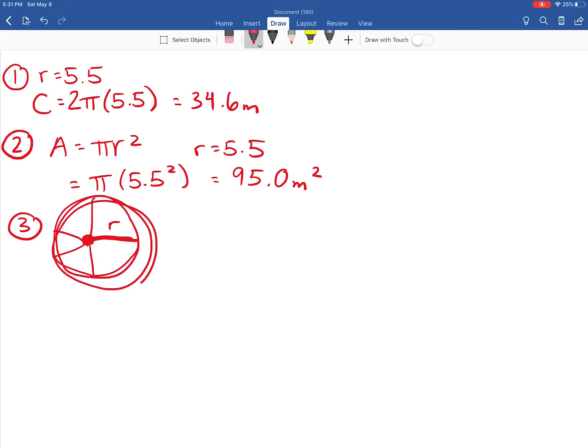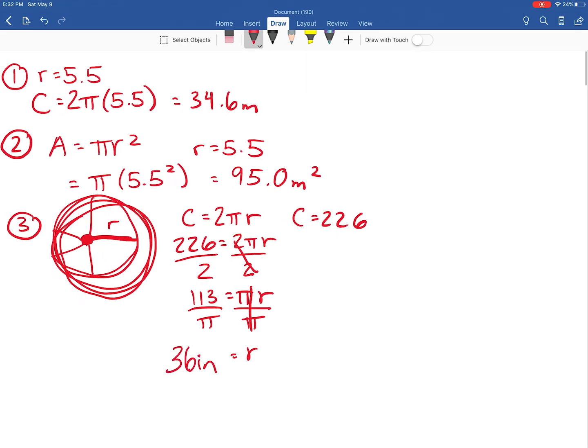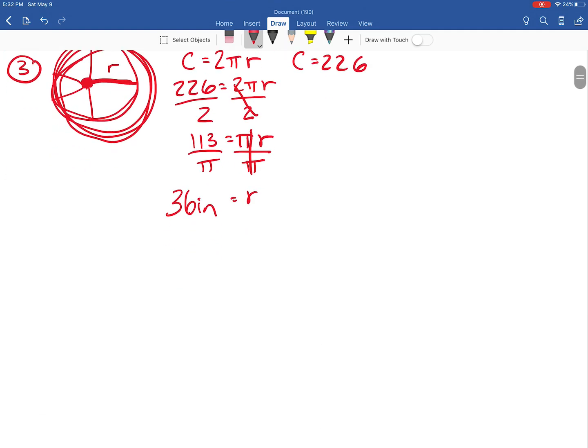If the blades are rotating about a circle of 226 inches, that's my circumference. So I'm going to choose the circumference formula that uses radius. I'm going to plug in 226 where I see C. And now I'm going to solve for my variable. First, I'll divide both sides by 2. And then I'll divide both sides by pi to find that my radius is 36 inches.